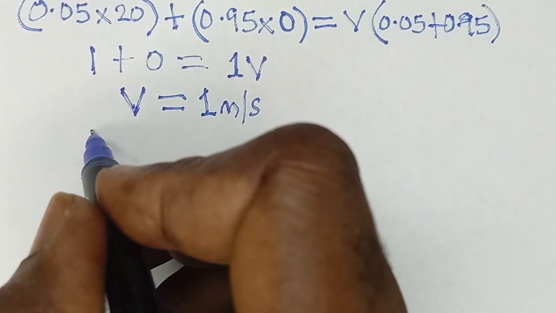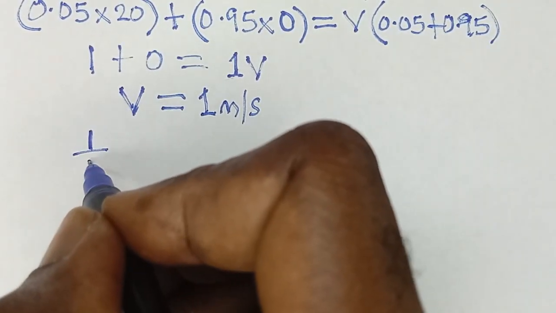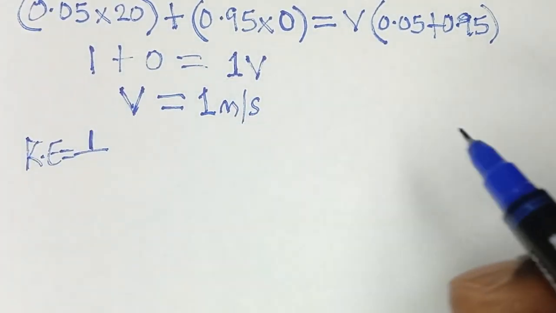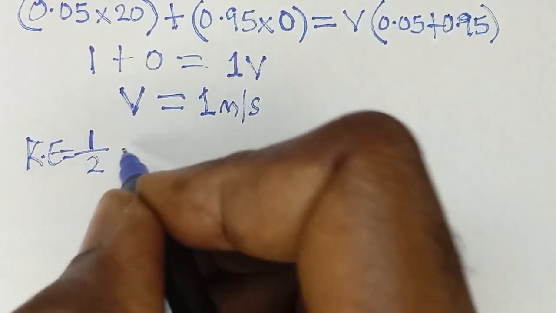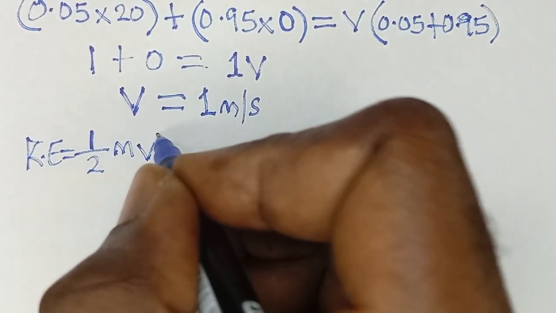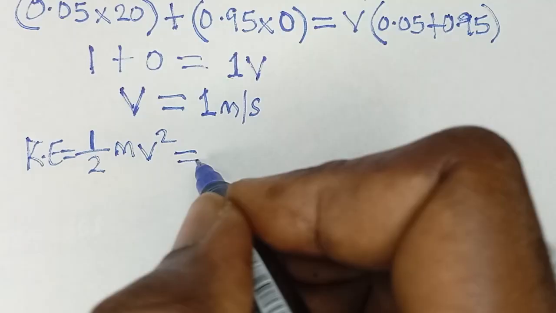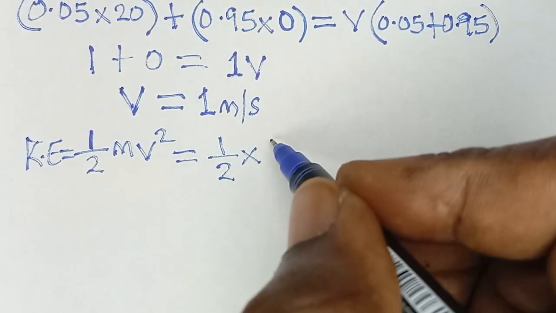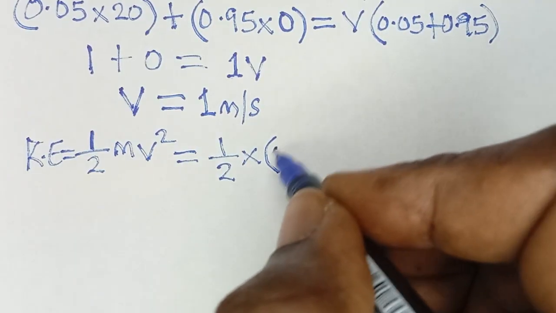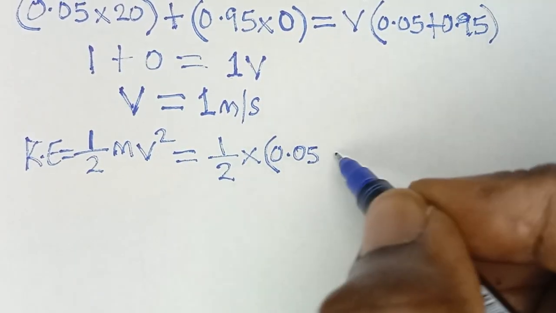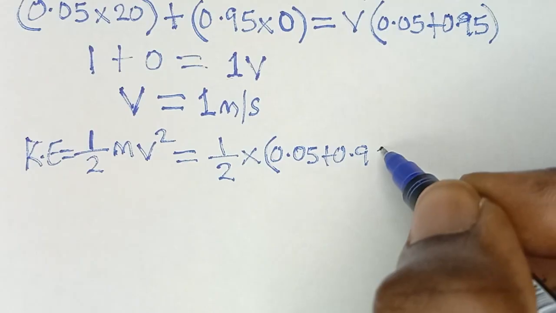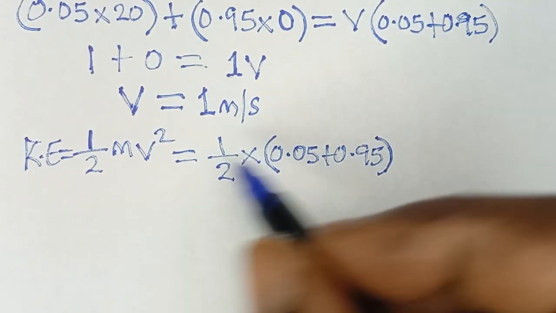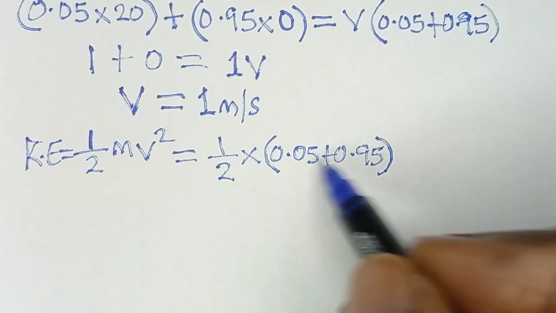half m. That is, let me call it KE now. KE will be equal to half mv squared. So that will be equal to 1/2 multiplied by the mass. Now, don't forget, it is the steel and the bullet. 0.05 plus 0.95. It is the steel and the bullet together, so you add the two masses. So M has to be the mass of the block and the bullet.